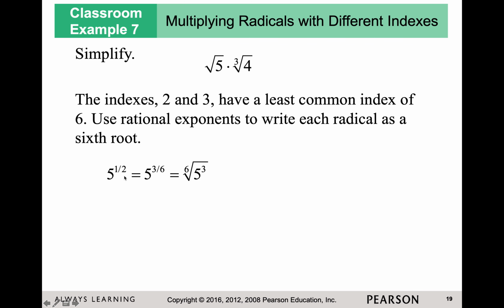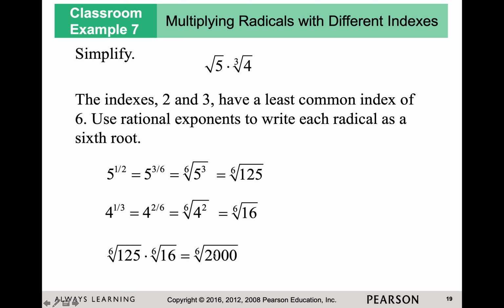So we know 5 to the 1/2 is the square root of 5. If I have a common factor of 6, I want to make that denominator 6, so I have to multiply by 3 over 3. That's where this comes from. Same thing for 4. The common factor of 2 and 3 is 6. I'm going to multiply by 3 over 3 to get my 6, which gives this. Now that they're both in the same index, I can multiply them together to get the 6th root of 2,000.